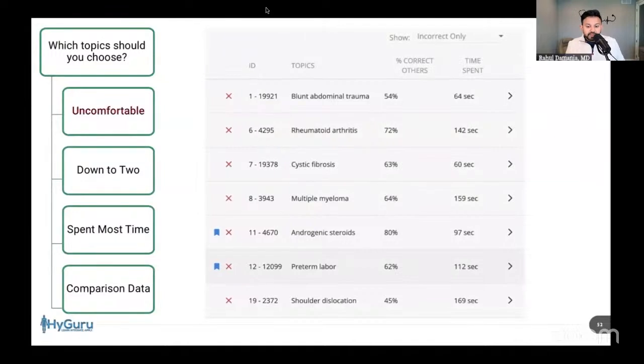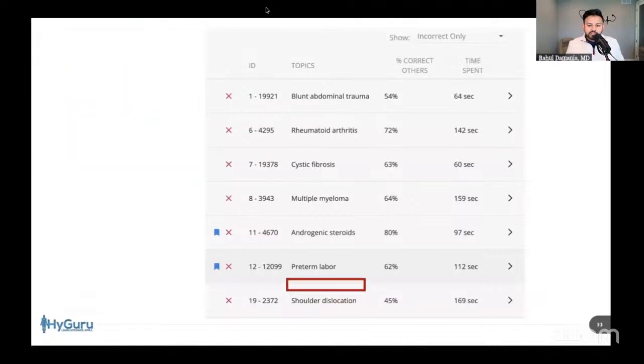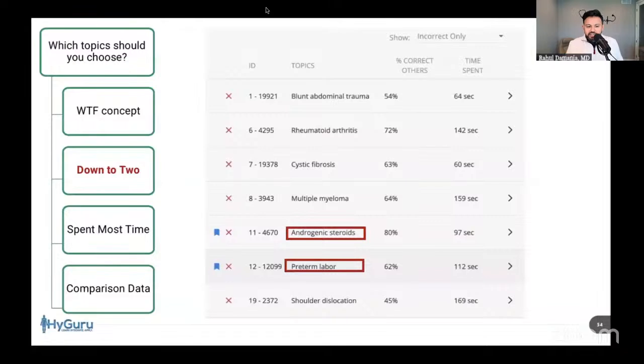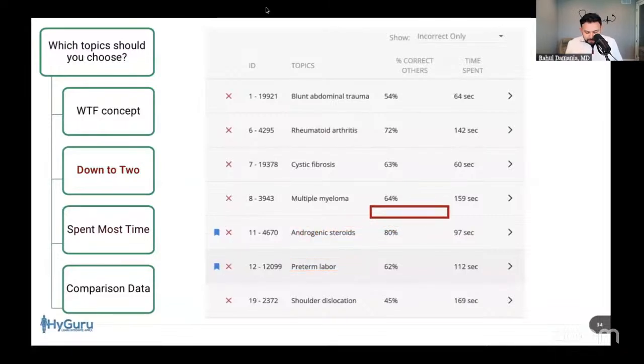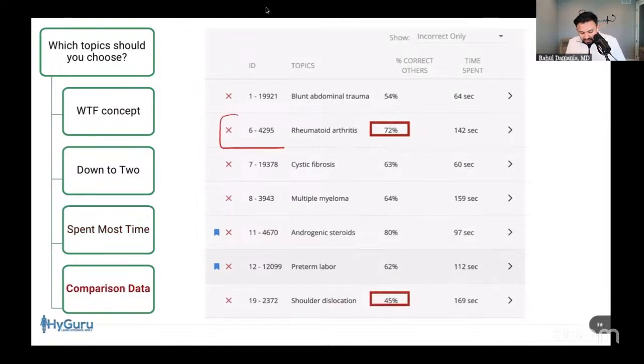Here is something that I was uncomfortable with, shoulder dislocation. Not too good with anatomy, so I'm going to review that first. I was down to 2 on androgenic steroids and preterm labor. As you can see, I marked those questions. I spent the most amount of time on question number 8, multiple myeloma. And finally, I see here that many students got this question right and I got it wrong.